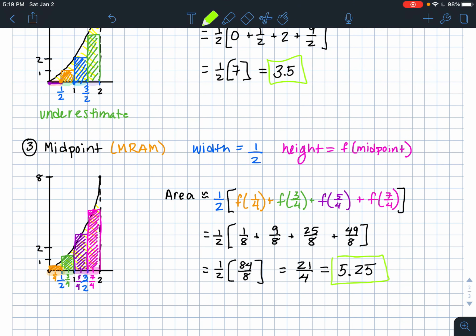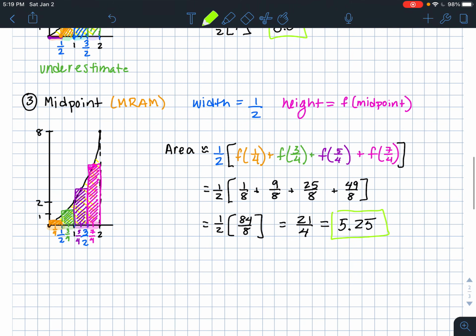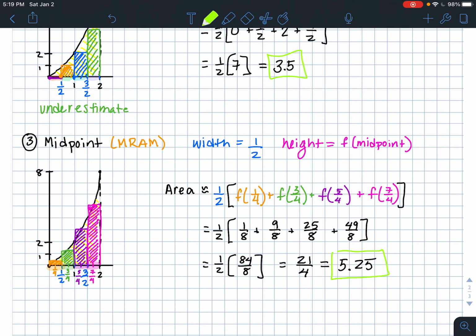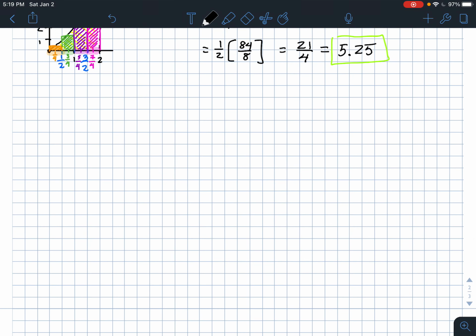So if we look back at our previous answers, we knew that the underestimate was at 3.5, so this is a little bit above that, and it's a little bit below 7.5, which was our overestimate. It's not perfectly in between them. If it was perfectly in between them, it would be at 5.5, but pretty good overall estimate. Almost exactly in the middle.